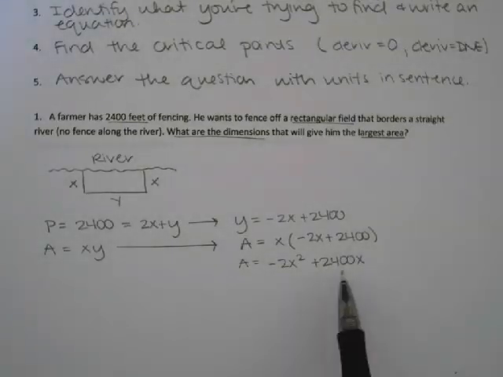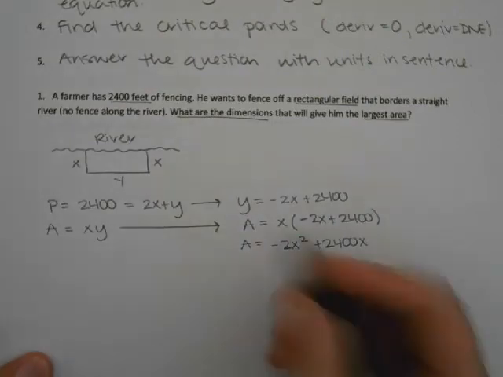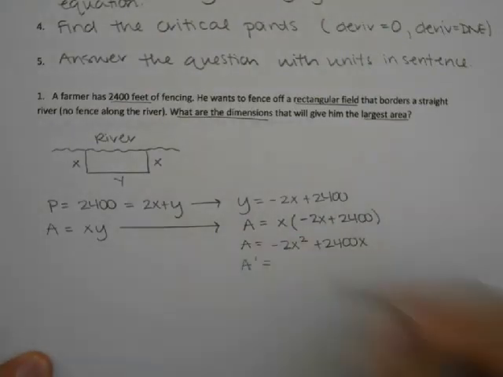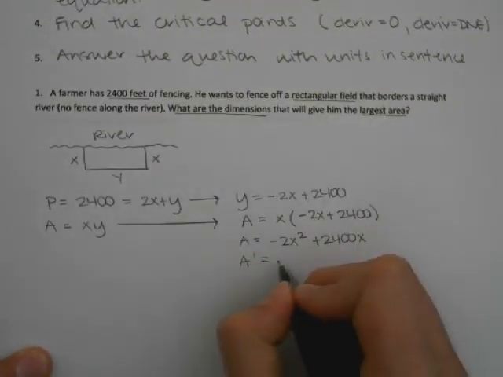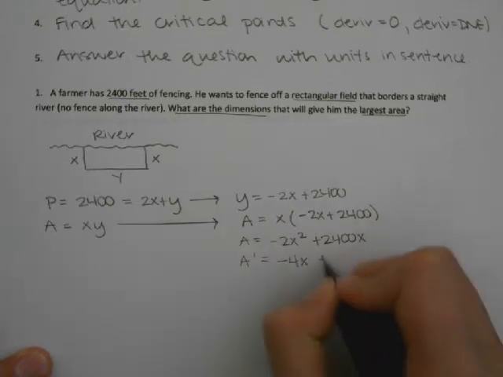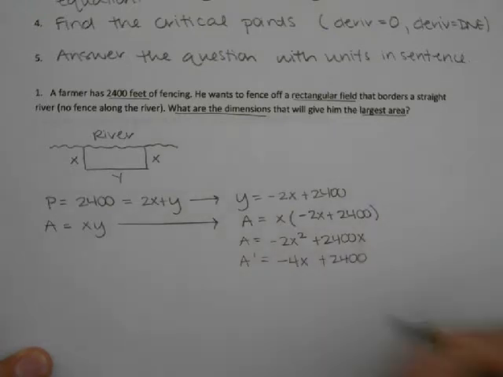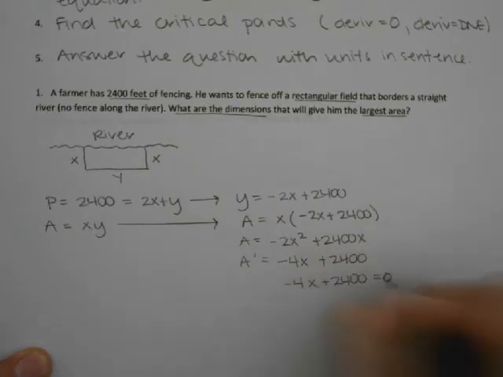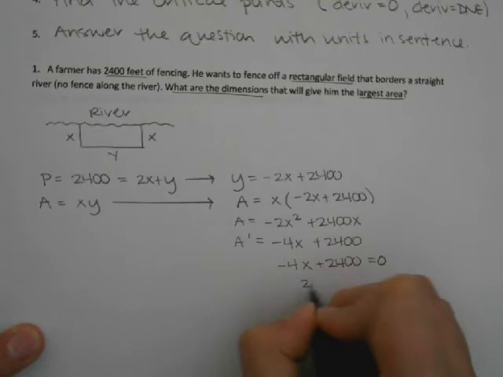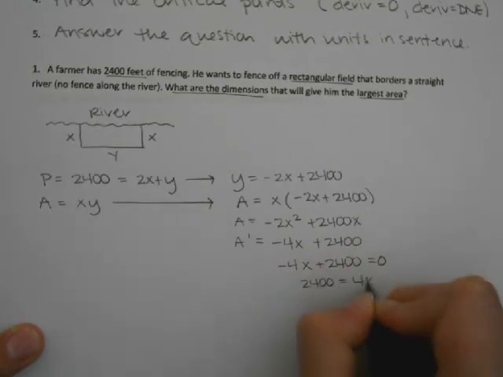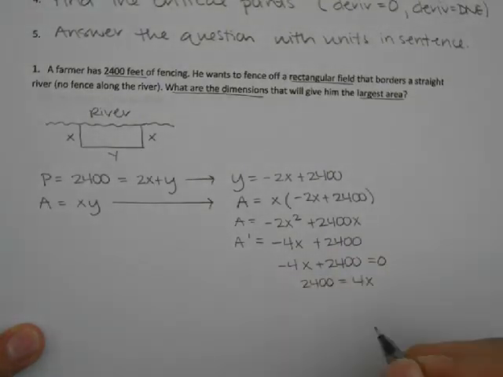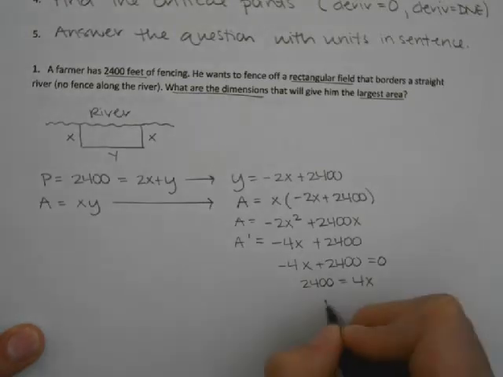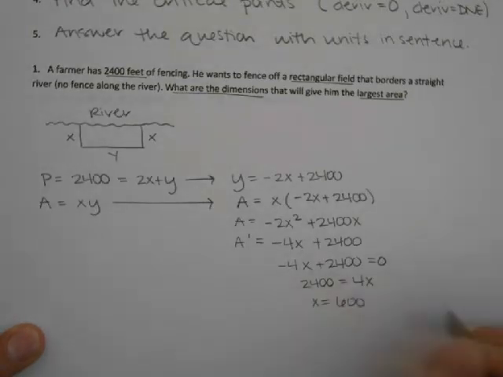And so since we are trying to maximize this area, we want to find that maximum value, and we're going to do that by taking the derivative of the area and setting it equal to 0. So my derivative is negative 4x plus 2400, and I'm going to go ahead and set that equal to 0 and solve. So I get 2400 equals 4x, and I'll go ahead and divide by 4, and so that tells me that x equals 600.